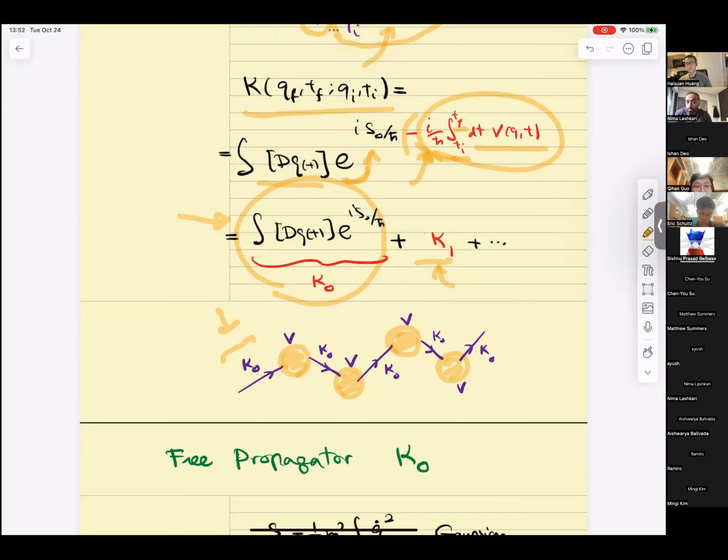Good. These are the diagrams that are going to turn into Feynman diagrams, but at the moment we're not discussing Feynman diagrams. We're discussing scattering off of a potential in quantum mechanics. Any questions? Any questions about this part?